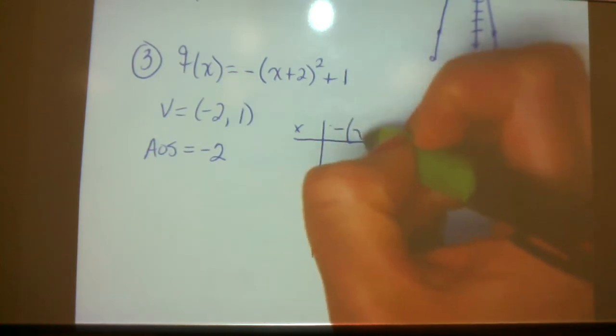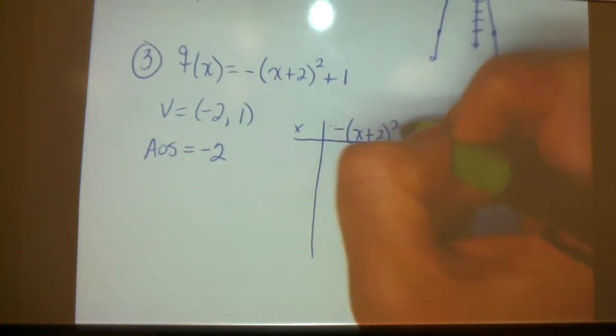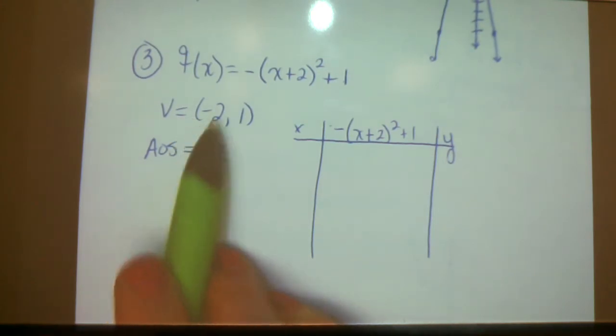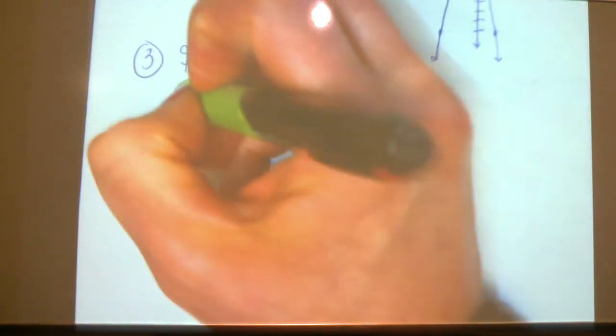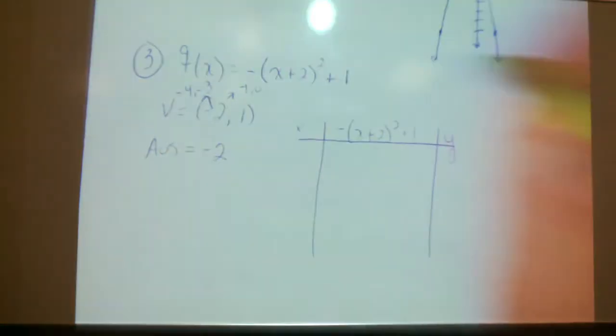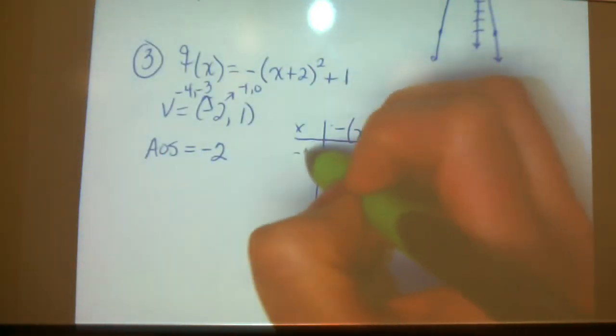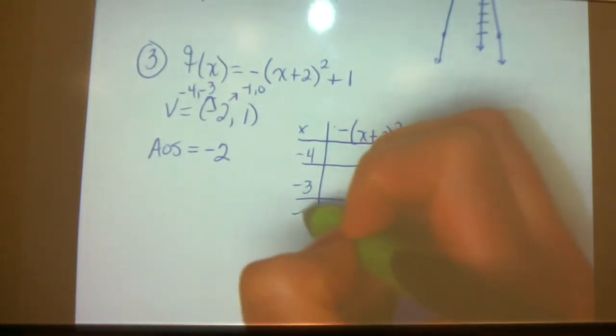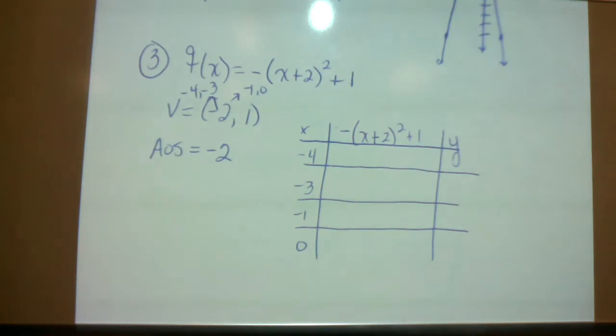I've got negative, and then x plus 2 squared plus 1. Now I'm going to do 2 numbers that come before negative 2, which is negative 4, negative 3, and then 2 numbers after, which is negative 1, 0. So negative 4, negative 3, negative 1, 0.